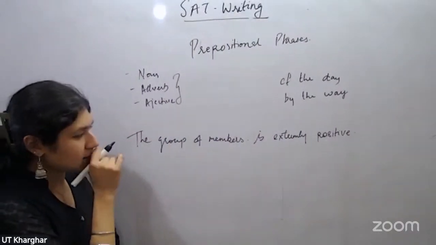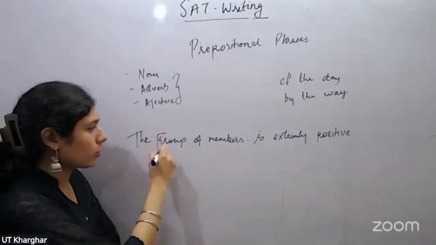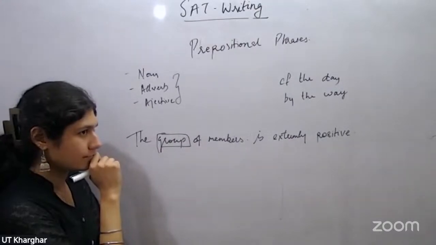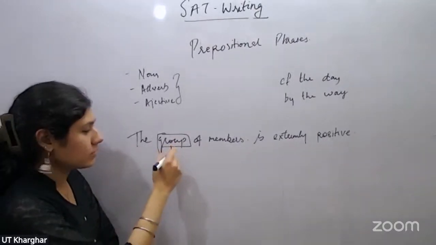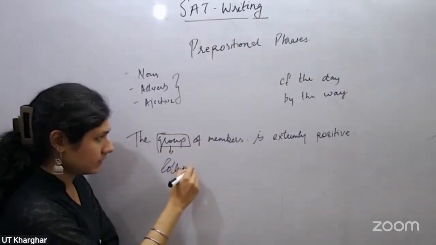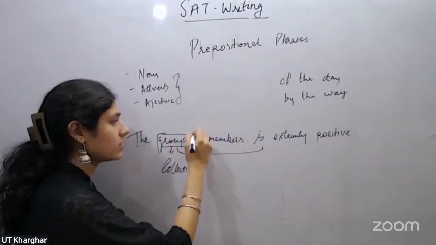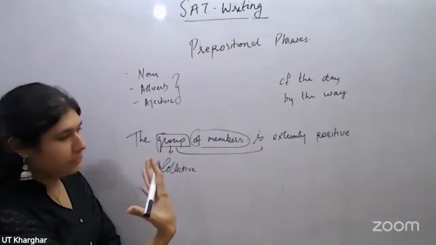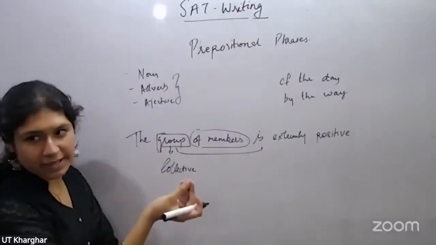Now, if you look at this, the group of members. If you see the word group, what is this? Which noun? Group is a collective noun. So the verb would be singular. Now this "of members" is some kind of additional information that is given to you. If I remove this, "the group is extremely positive" is still making sense.